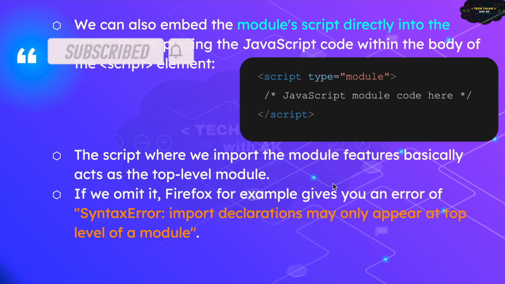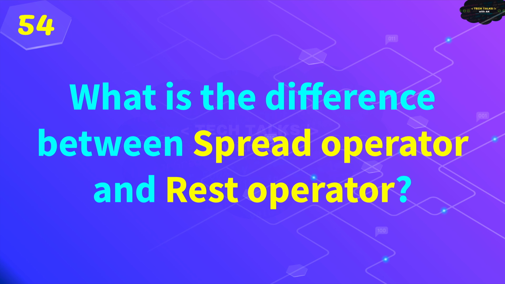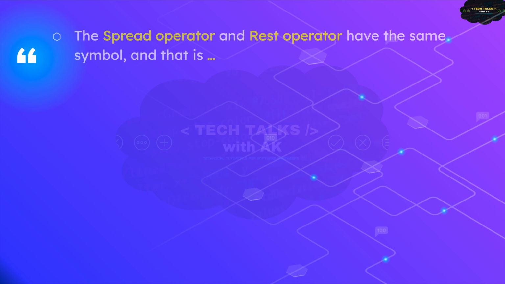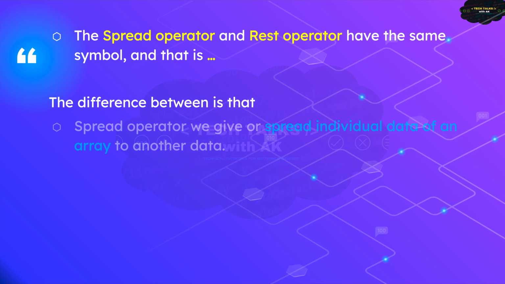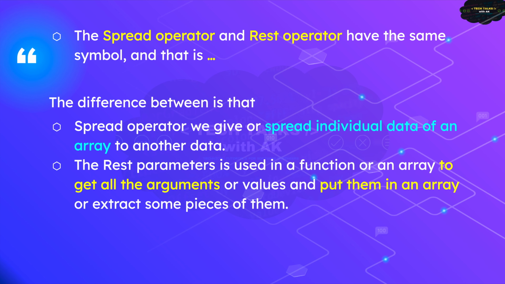Next question is, what is the difference between the spread operator and rest operator of ES6? And the answer is, the spread operator and rest operator have the same symbol, that is triple dot, which you can see on my screen. The differences between these two are: the spread operator spreads individual data of an array into another place. The rest parameter is used in a function or an array to get all arguments or values and put them in an array or extract some pieces of them.